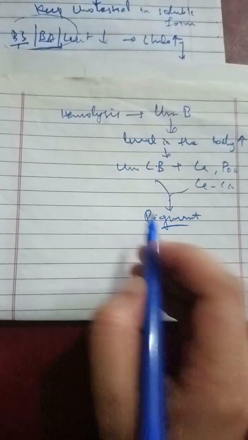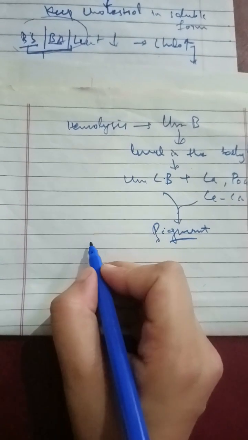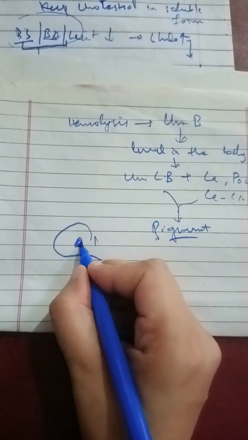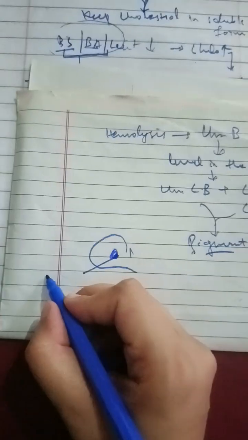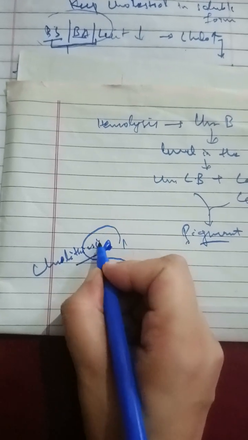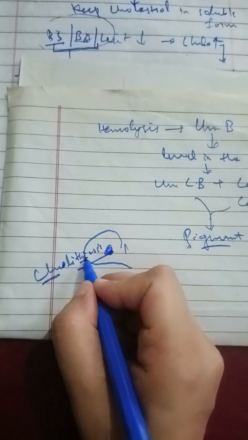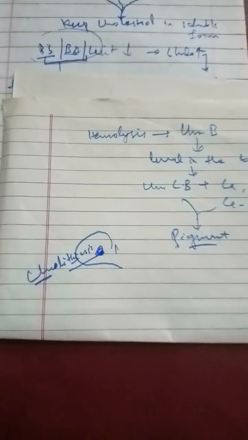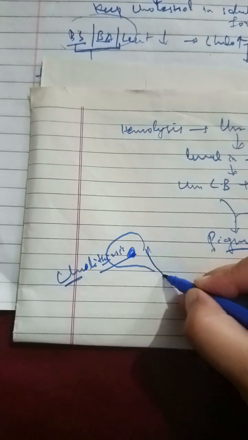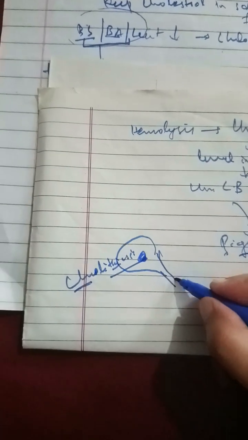Now the stones are formed. What can these stones cause further? If the stone forms in the gallbladder, this is called cholelithiasis. Chole means gallbladder, lithia means stone, and sis means the process of formation of stone within the gallbladder is called cholelithiasis.